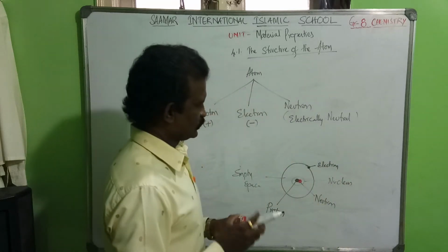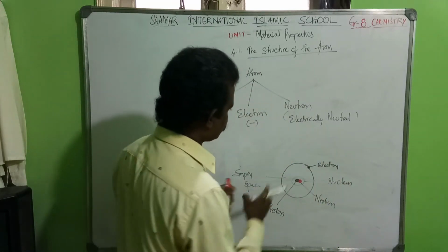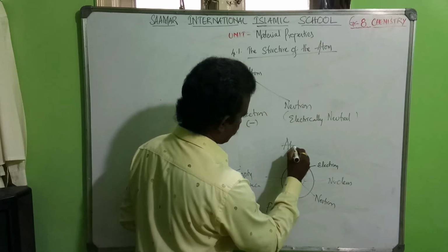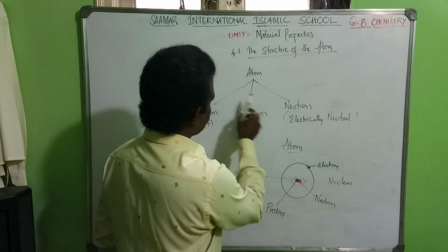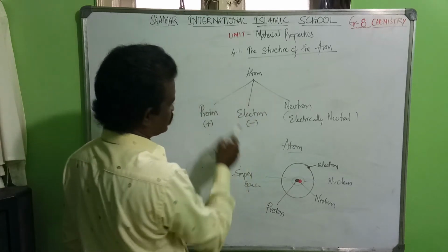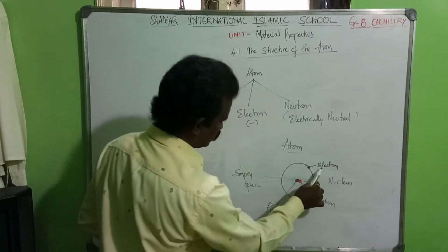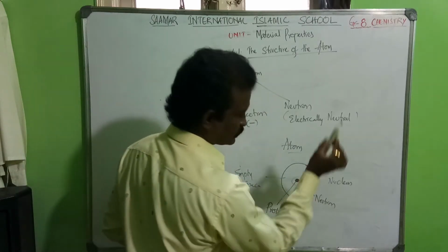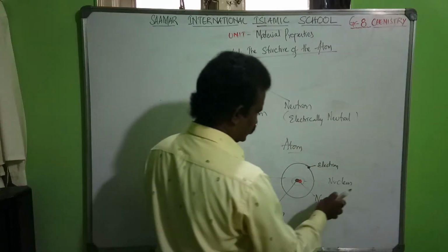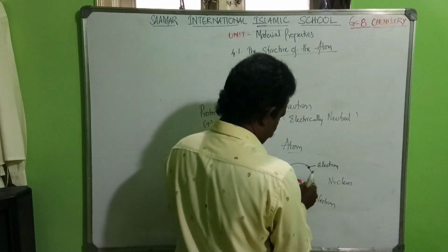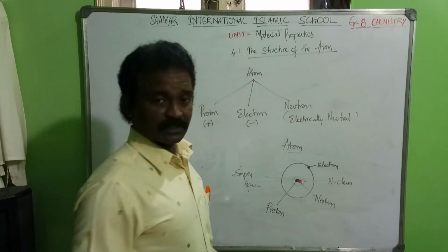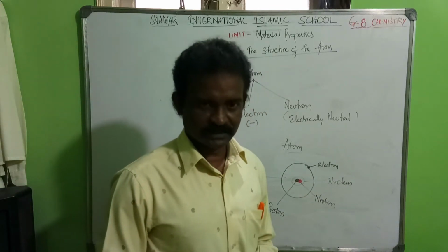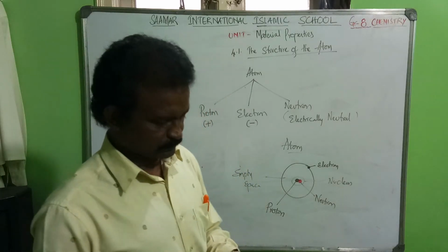Is it clear now? That means an atom shows three particles. What are they? Electron, proton, neutron. Is it clear? Now proton and neutron, put together, constitute the nucleus. Is it clear?